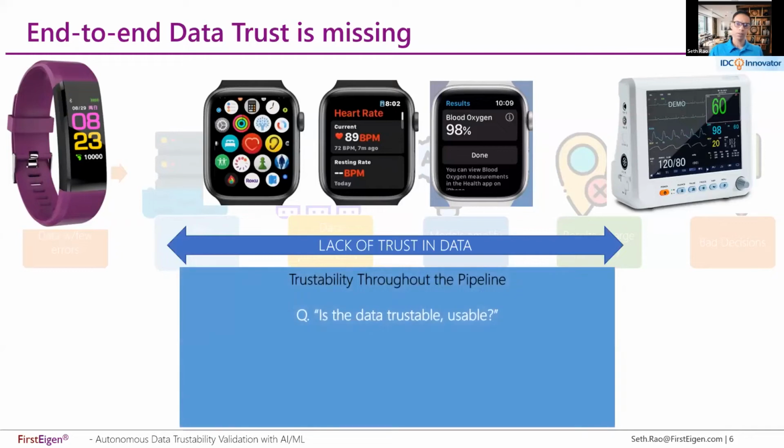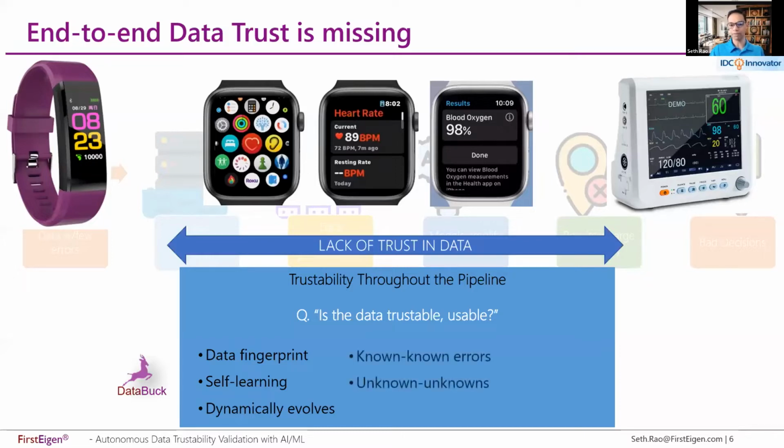So what we did was talk to different customers who were experiencing this pain. We designed Databox. Databox answers the question, is the data trustable? Is it usable, publishable, anywhere along the pipeline? Databox creates a fingerprint of the data. It self-learns from the data autonomously as the data comes in. And as the data is dynamic, the fingerprints are also dynamic and the fingerprint evolves.